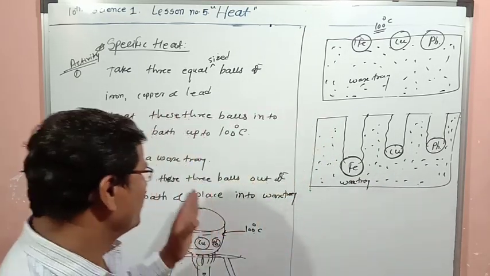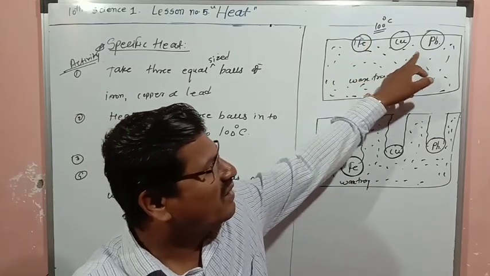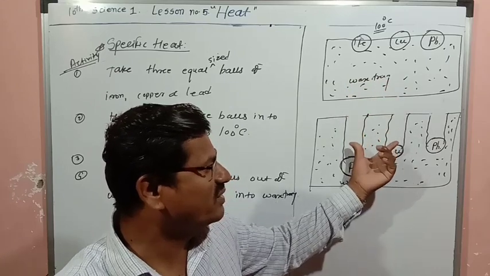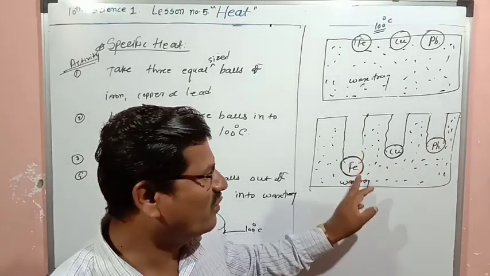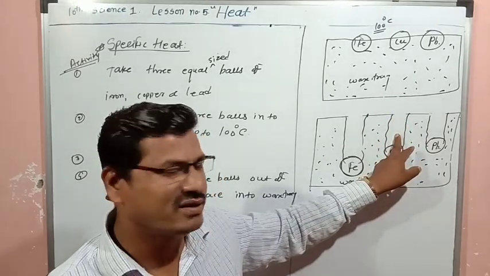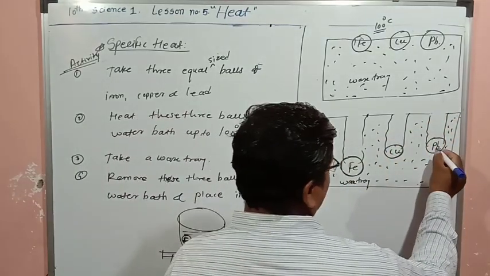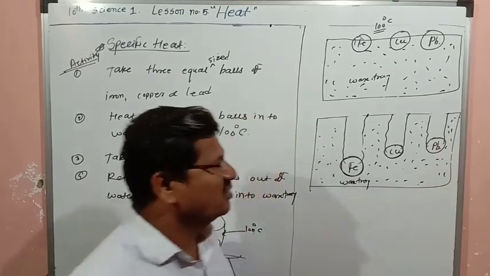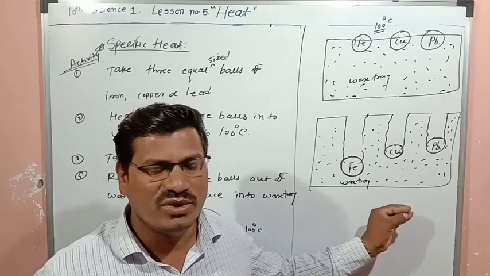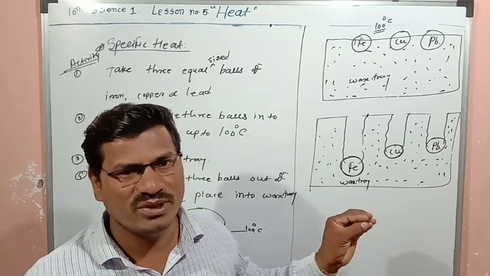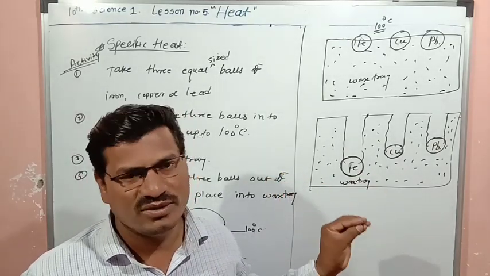So here, all of you give attention. See first, iron, copper and lead. If you are keeping hot objects into the wax tray, then iron penetrates deep into the wax, copper penetrates intermediately, and lead penetrates very less into the wax box. So the heat energy absorbed by these materials is different, and it is called specific heat.